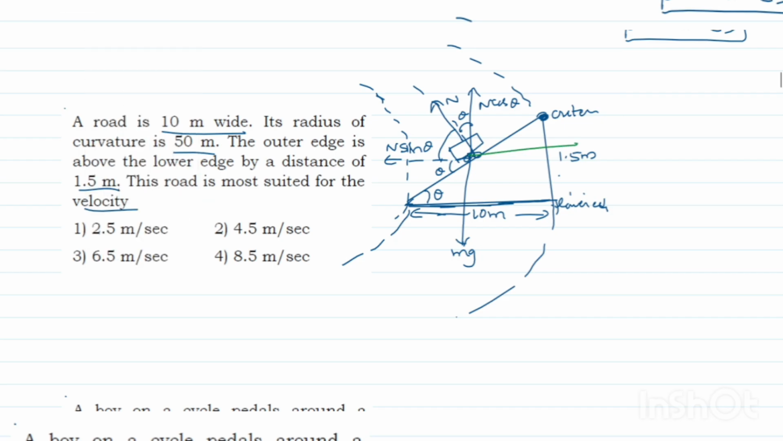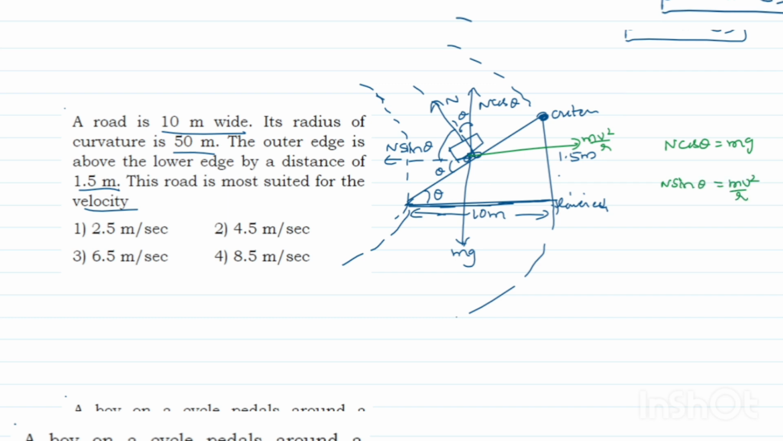Here this N sin theta is balanced by an outward force, mv square by r, that's the centrifugal force. Again, simplifying, N cos theta is equal to mg, and N sin theta is mv square by r.